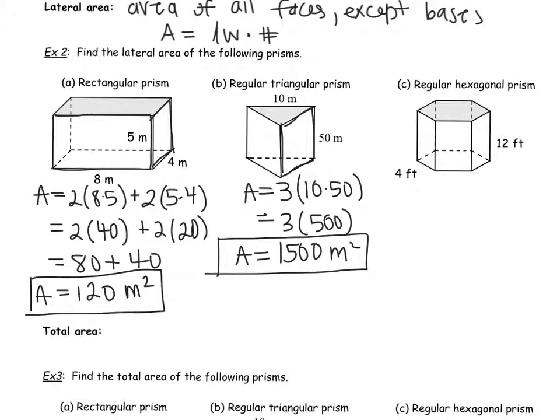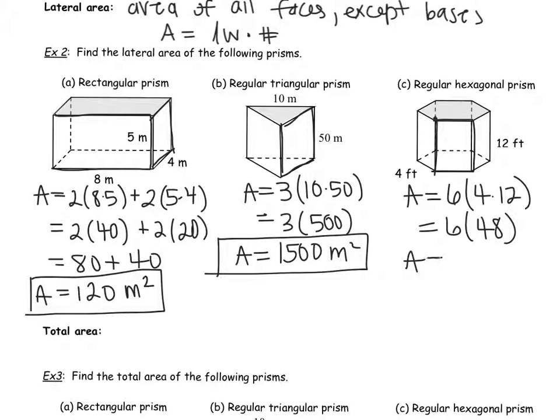Lastly, we have our hexagon. So we have, again, rectangular faces. There are 6 of them because a hexagon has 6 sides. The length is 4. The width is 12. So we have 6 times 4 times 12. 4 times 12 is 48. So we have 6 times 48. So the lateral area of our hexagonal prism is 288 feet squared.